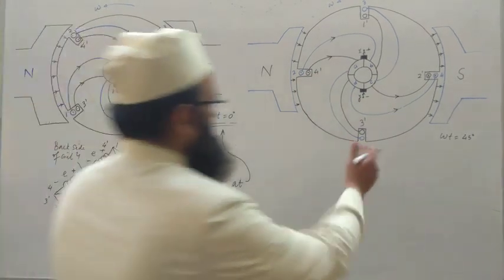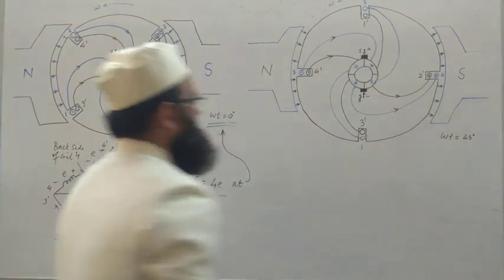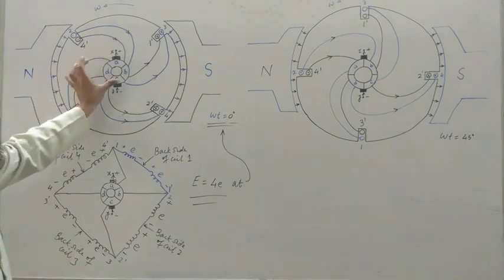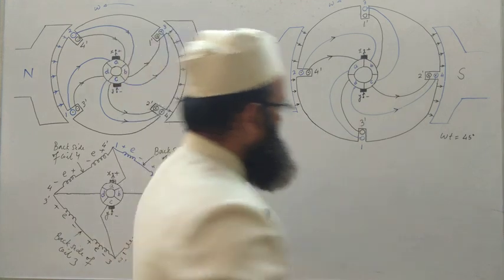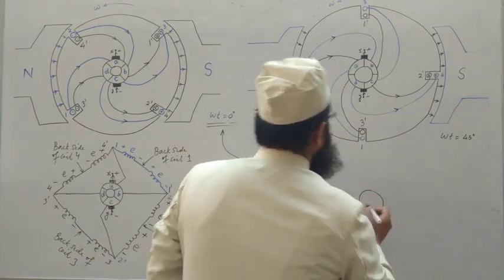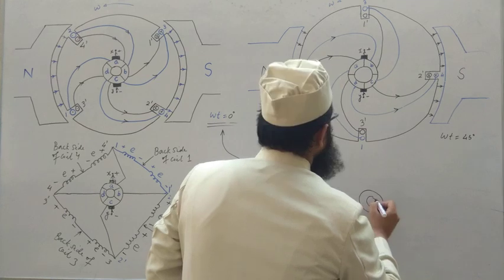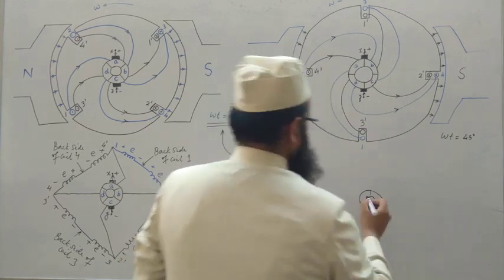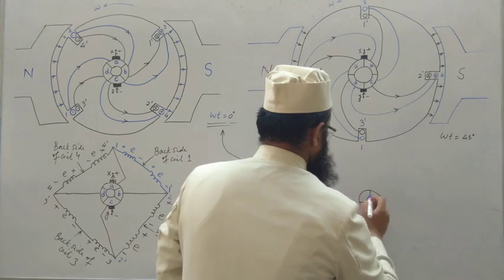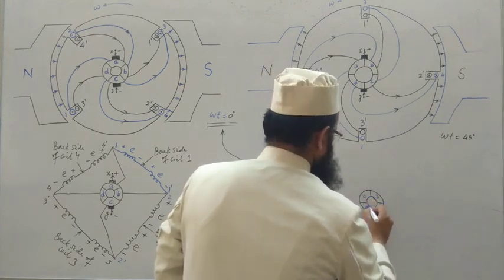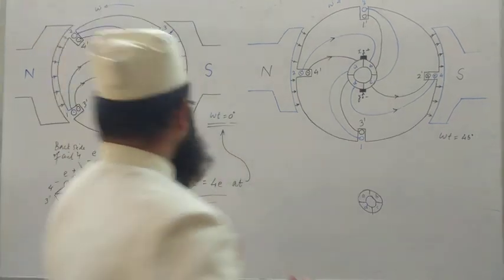First draw the commutator segments. See, this segment is also being rotated by 45 degree, that's why acquiring this position. So make the same position. So this is your commutator segment position. Mark the points. This is A, this is B, this is C, this is D. Fine. So make the connections.